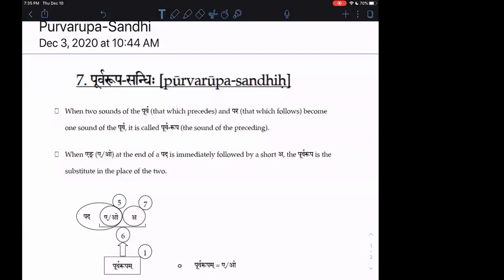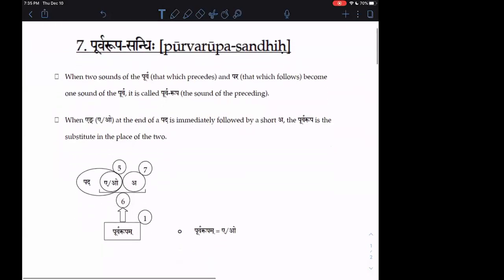And it should look like this. It's not showing up, huh? Let me try that again. Okay, there we go. Yeah, purvarupa-sandhiḥ.